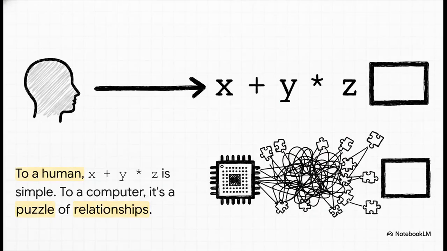Take a line of code just like this one. To you and me, this is a piece of cake. We immediately see the order of operations. You do the multiplication first, then the addition. Simple. But for a computer, this single line is like a complex sentence that it needs to diagram before it can figure out the steps. It doesn't see a to-do list. It sees a puzzle of relationships.